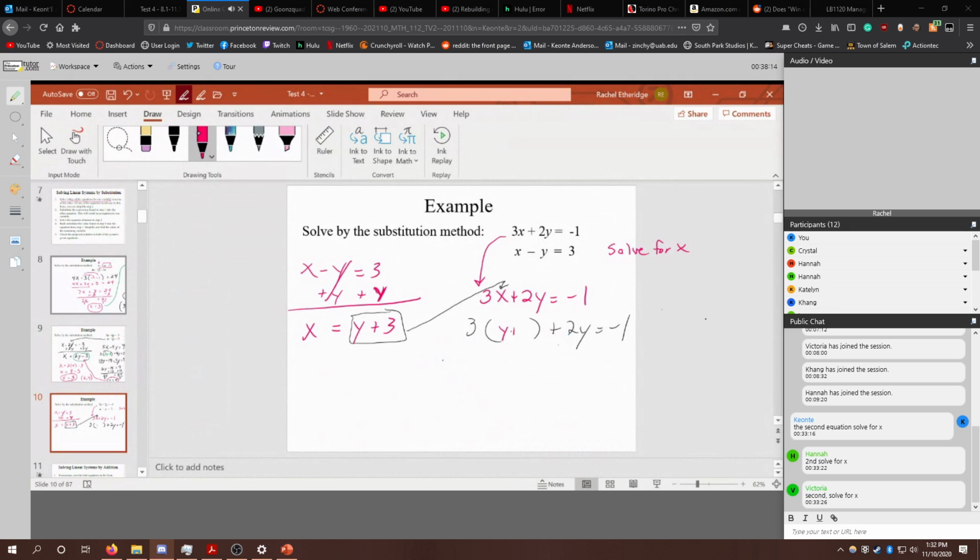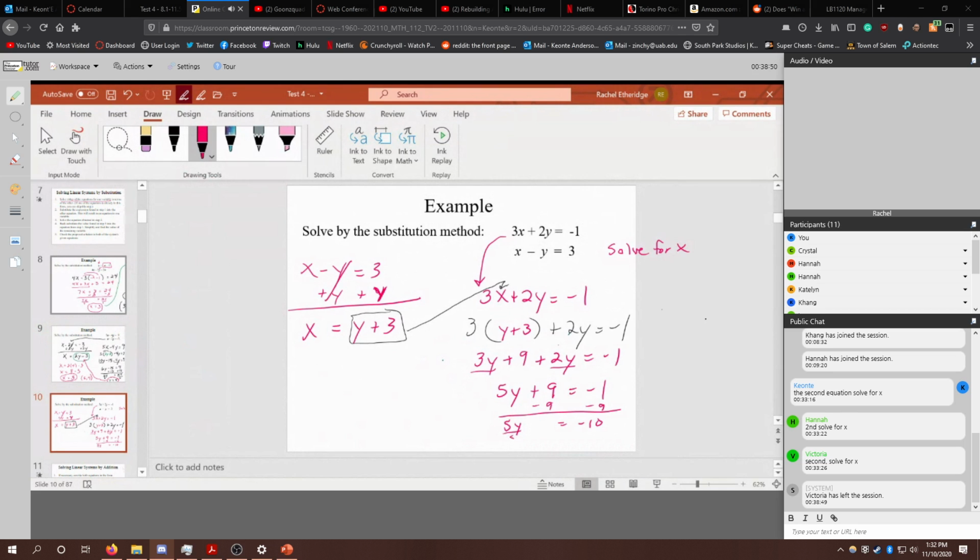So y plus 3 instead of x. Distribute, and we get 3y plus 9 plus 2y. 3y plus 2y is 5y. If we subtract 9, we get negative 10. So y equals negative 2.